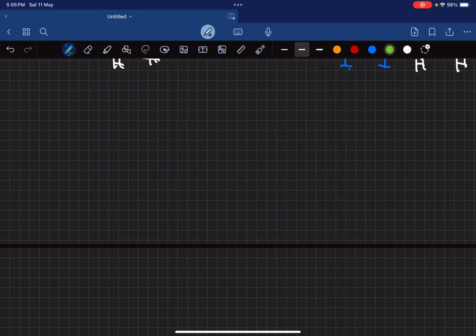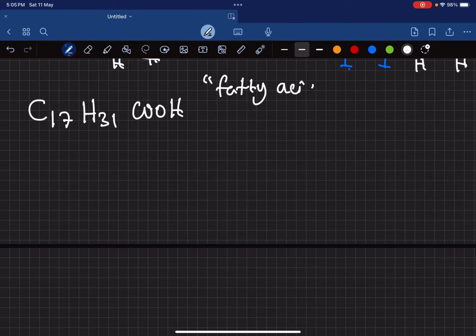So let's say you're given a hydrocarbon like this: C17H31COOH, and this is called a fatty acid. This is like body shaming, right? It is called fatty acid because it is derived from fat. I want all of y'all to know that, because this is on the topic of triglyceride, all fatty acids are carboxylic acids.